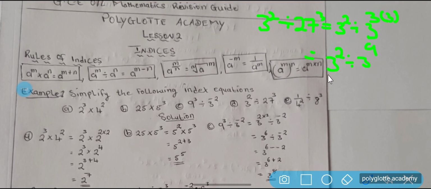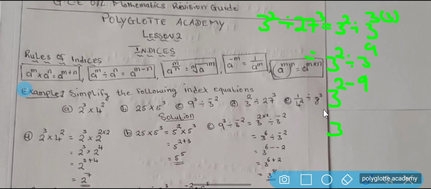So this one implies this will be, since the bases are the same, we can take one of the base and then we subtract the powers. So this will be 3 to the power, we need to take 2 minus 9. So I will just use it to explain because I don't know who is watching the video.